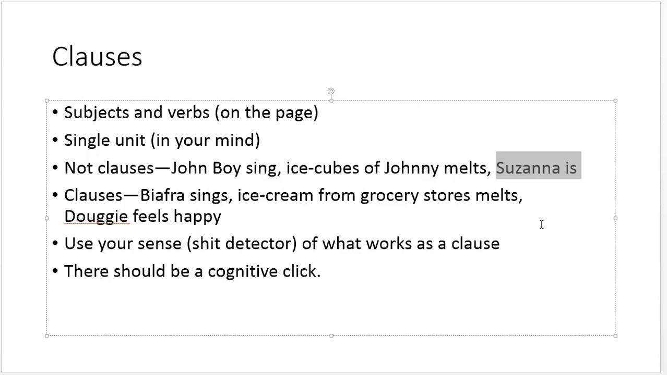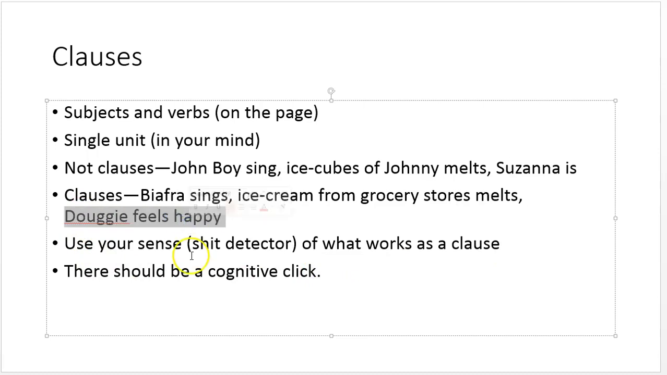So here's some clauses that work. "Biafra sings." Dead Kennedy fans know what I'm talking about. Those things click. "Biafra sings." "Ice cream from grocery stores melts." That's a singular subject with a singular verb. That S actually makes it singular. That creates a little confusion for some people who look too close. But that should click in your brain. Even if this prepositional phrase is plural, grocery stores, the ice cream is singular. The verb clicks with it.